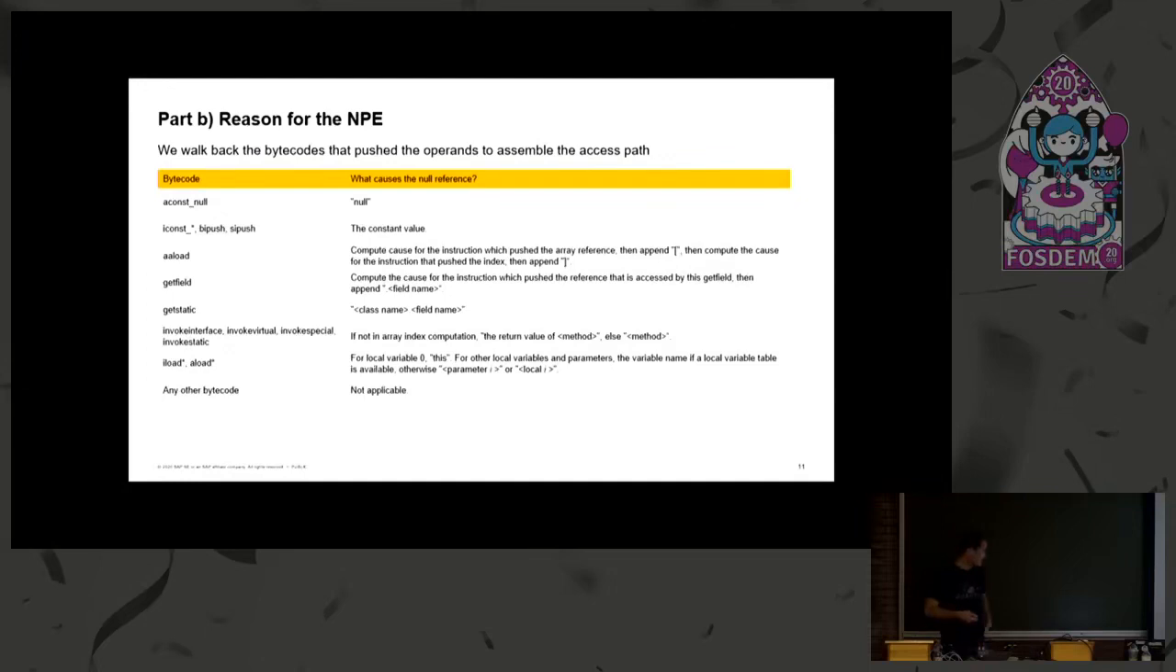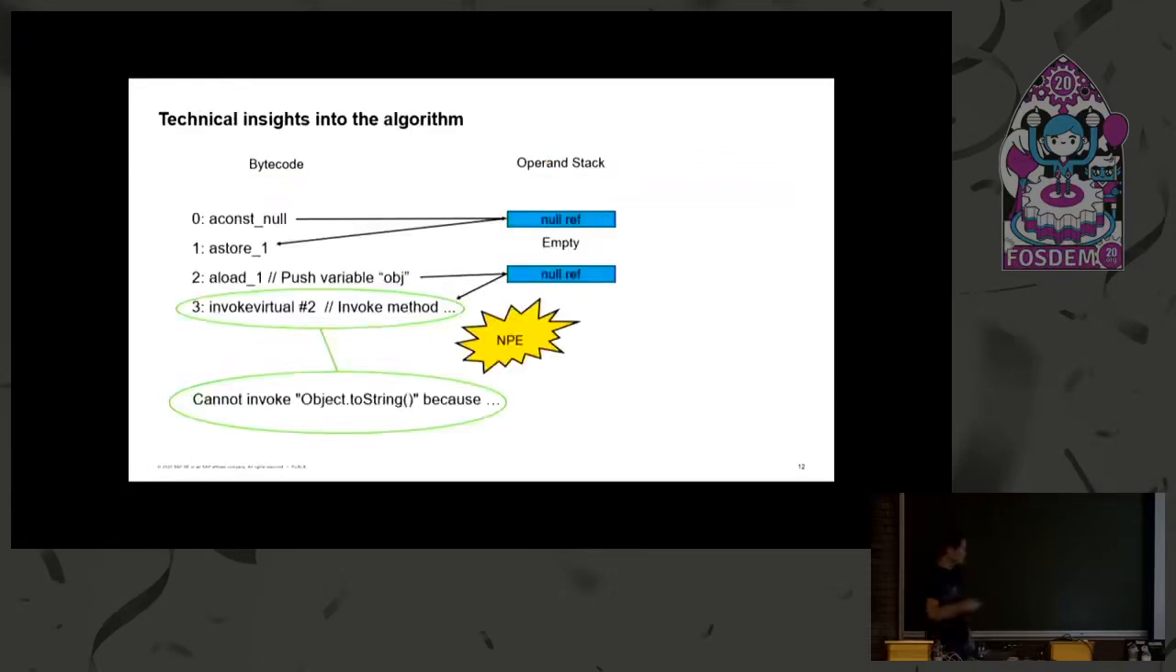And then the load instructions for loading and storing variables. Okay, so in our case, it was an A load, which put the null reference on the stack. And the A load comes from the variable object. And so then we can say, okay, cannot invoke object because object is null.